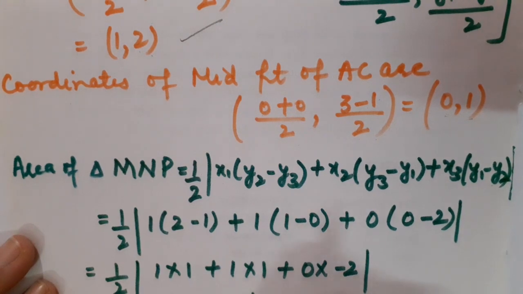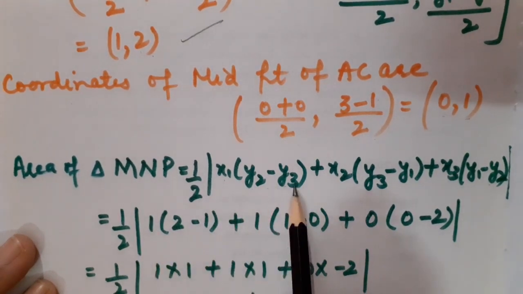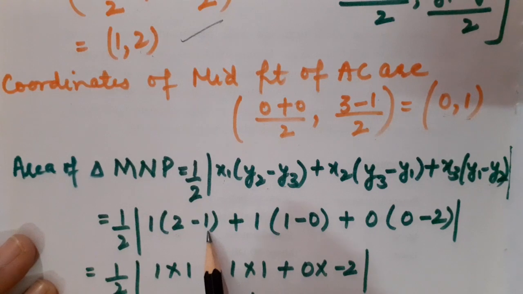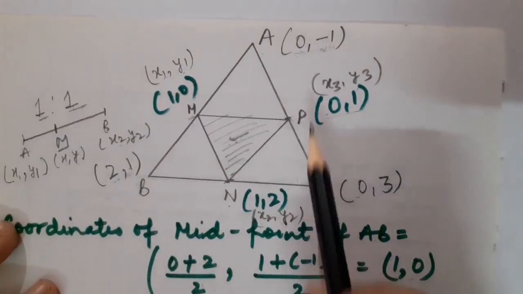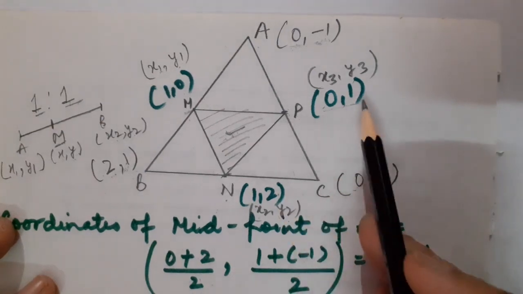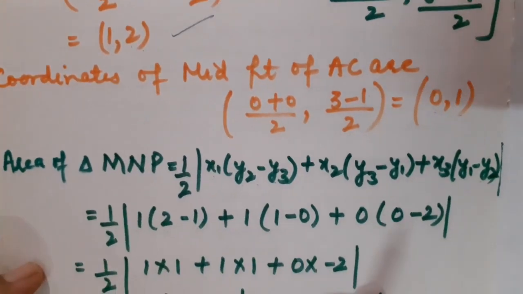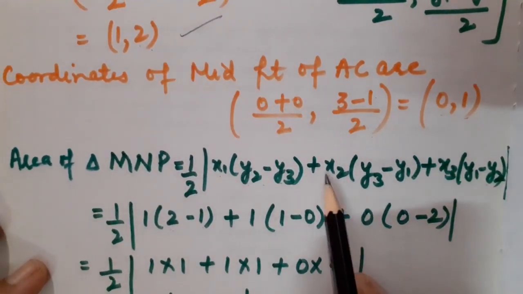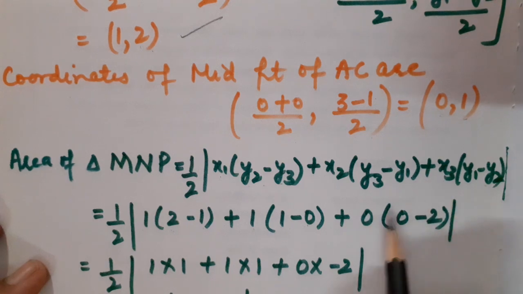Fine. Now I am going to put the values. In place of x1 I have written 1. For y2 minus y3, what are the values there? 2 minus 1. Let us check. x1 is 1, y2 is 2 and y3 is 1. So this is 1 into (2 minus 1). In the same manner, children, you have to insert the other values also. Plus 1, that is x2 is equal to 1, into (y3 minus y1), that is 1 minus 0. Plus x3 is 0, into (y1 minus y2), that is 0 minus 2.